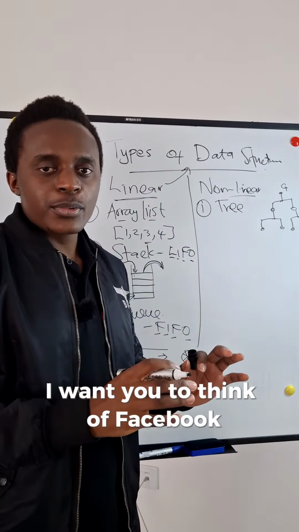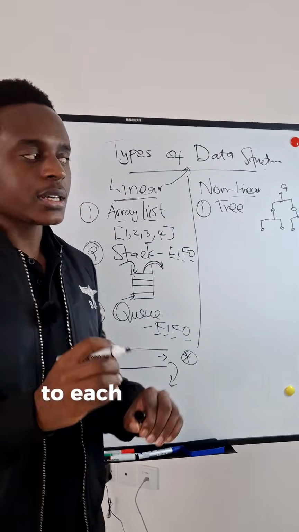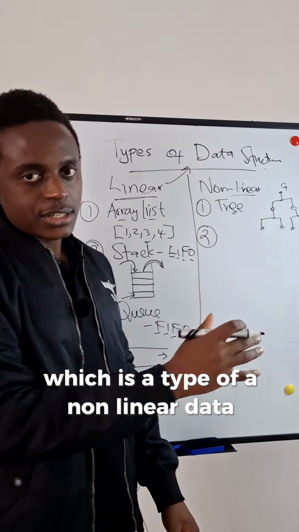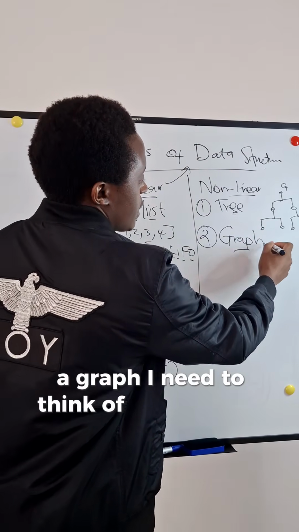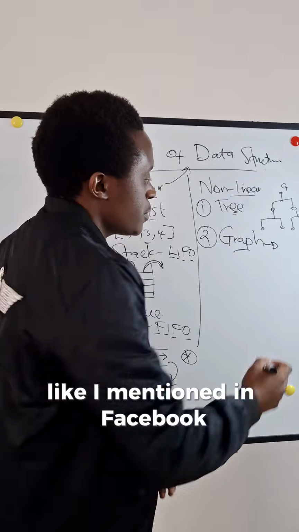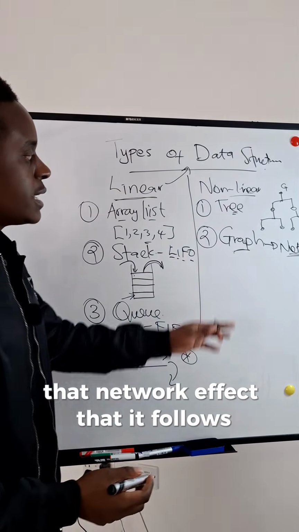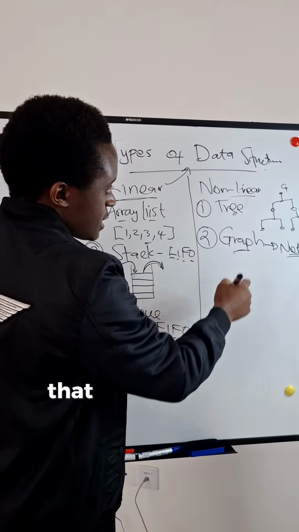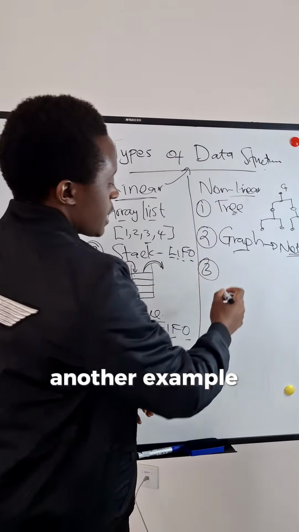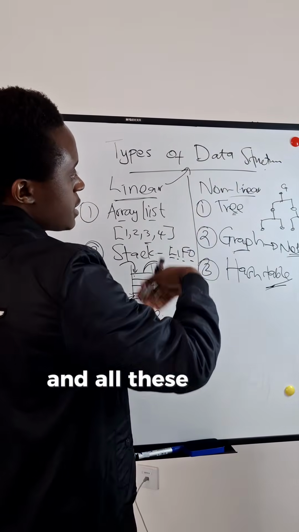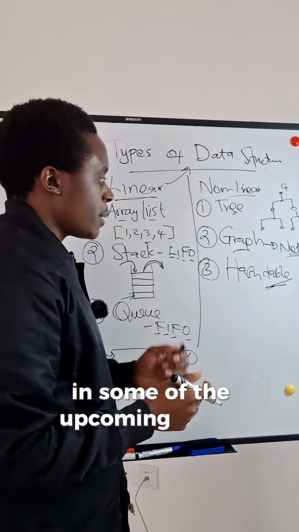Think of Facebook and how you and your friends are connected to each other. This is a graph as well, which is a type of nonlinear data structure. Like I mentioned, in Facebook you can think of it as a network. That network effect that it follows is a type of graph, which is a type of nonlinear data structure. Another example I can give you is a hash table. We're going to talk about hash tables and all these other types of data structures in some of the upcoming videos.